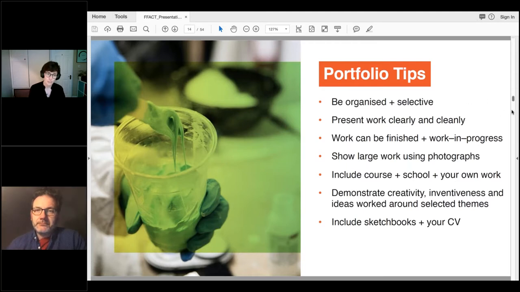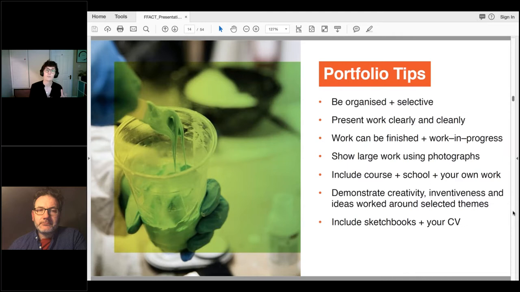Work that is clean, obviously, that matters. And when we say clean, we don't mean, if you've done some 60-second life drawing and it's covered in smudges, that's just part of the art. But things that are photographed well, mounted well, well lit, easy to see, so it makes sense to us what we're seeing, is very important. Think about telling the story of your work through your images.